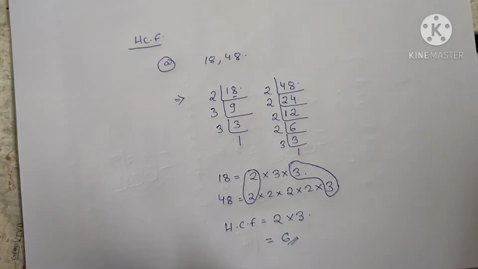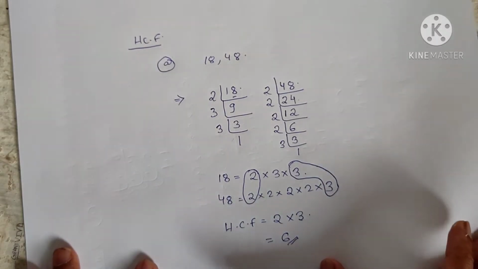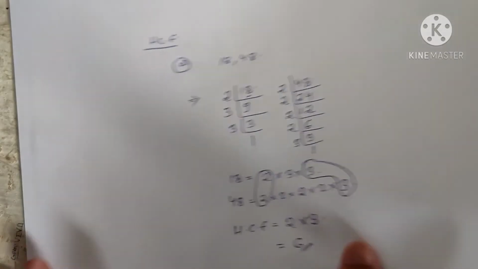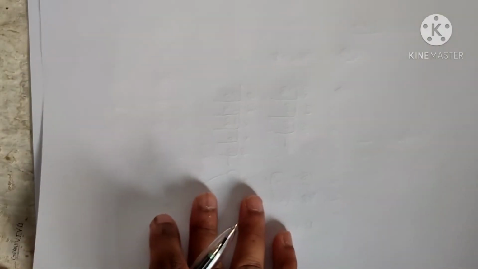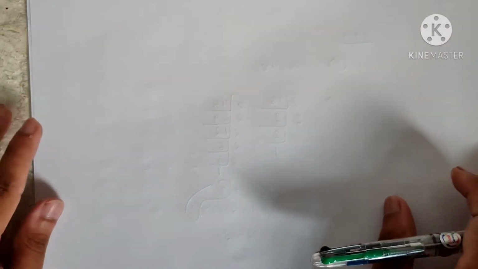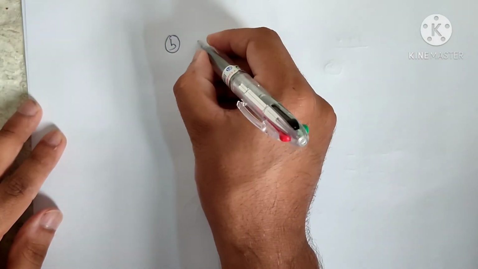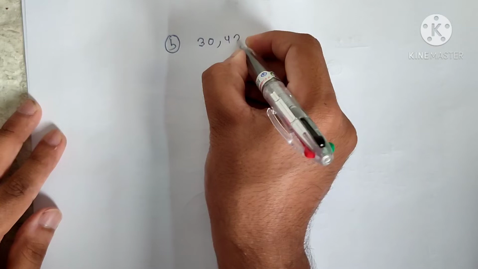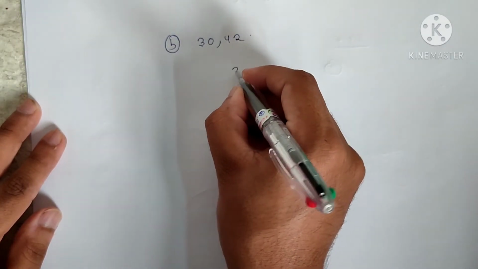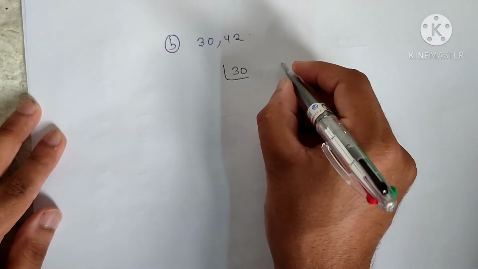In this way, you have to find the HCF of given numbers. Okay, it's not very hard. I'll solve one more for you, and the rest you can try. Since it's an easy chapter, we'll not take too much stress in this. Very easy. So again, by the prime factorization method, you will find one by one.